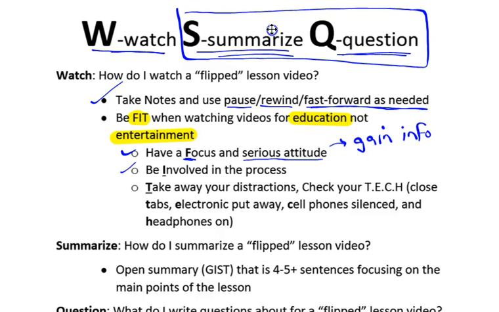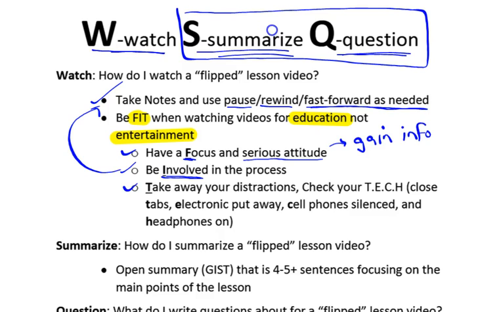The I in fit. Be involved in the process. That means do what we're asking you to do. Be involved in how to actually take the notes. And really try to embrace it.